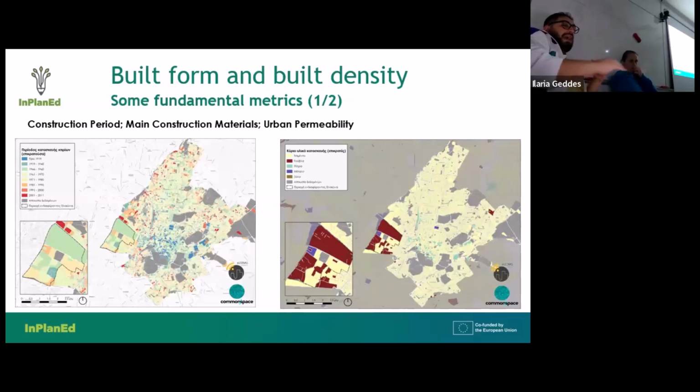So from now on, I will describe some metrics about built form and density, and accompany them with some maps that are being used either in planning applications or in research examples, but all of them are useful for planning the city, at least in my opinion. For example, here we can see the construction period of Athens at block level, but also the different construction materials, which are very illustrative of the different social classes that inhabit the city.